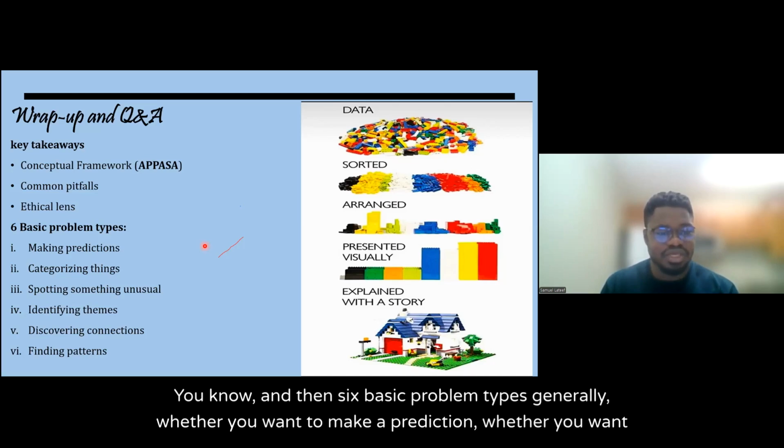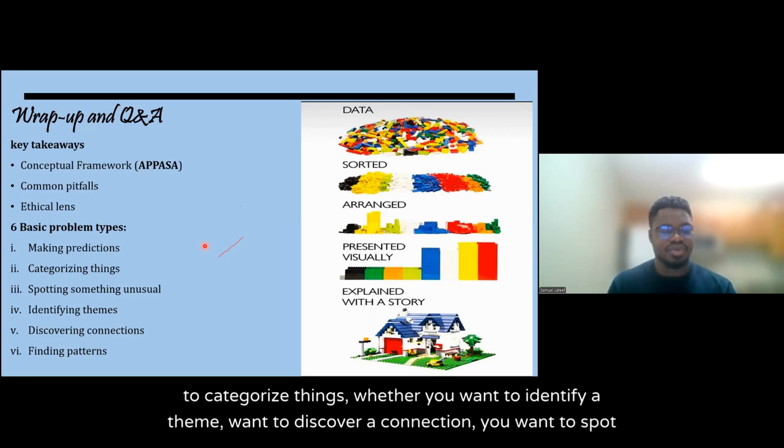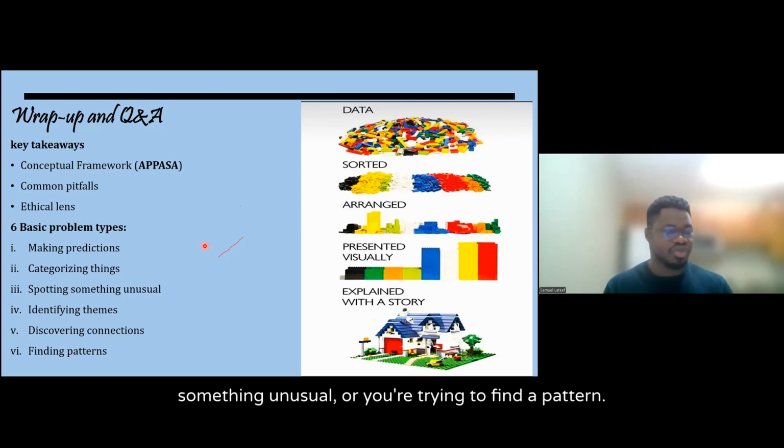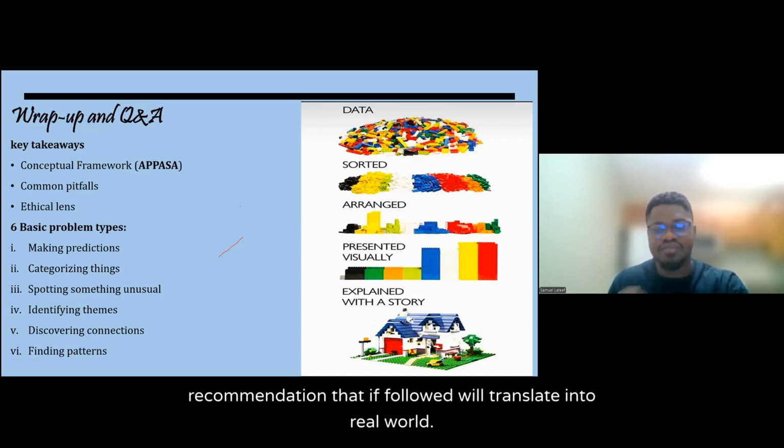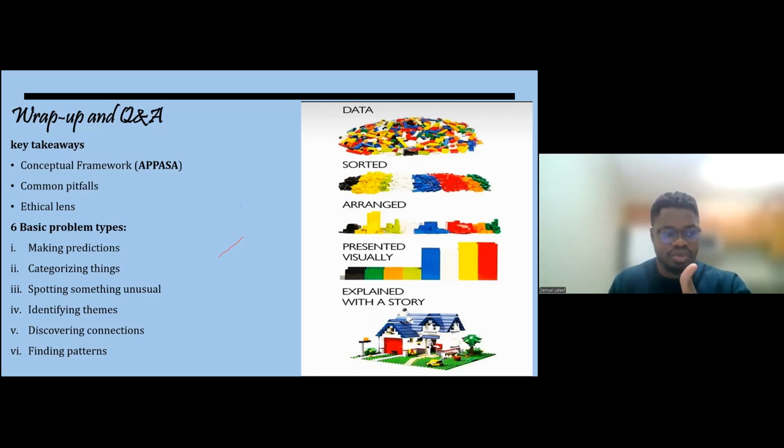And then 6 basic problem types generally, whether you want to make a prediction, whether you want to categorize things, whether you want to identify a theme, you want to discover connection, you want to spot something unusual, or you're trying to find a pattern. So that is the whole essence of data analysis, that at the end, you're able to make a report and a recommendation that, if followed, will translate into real world activity.